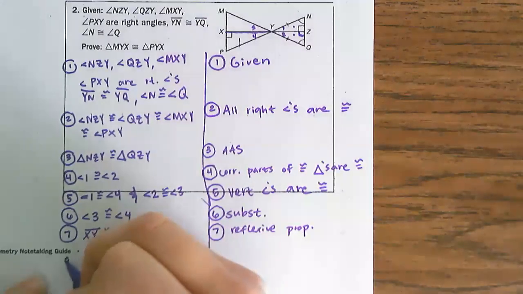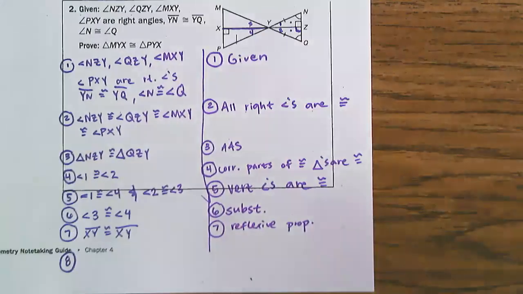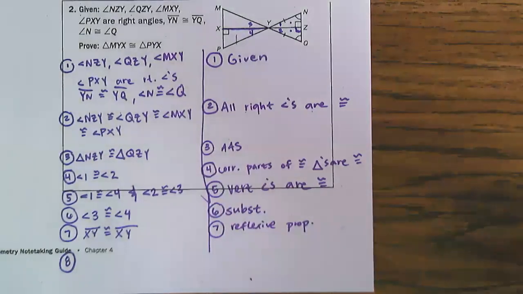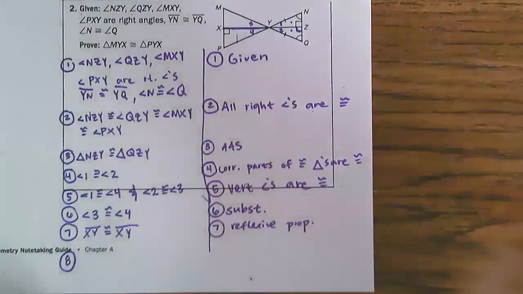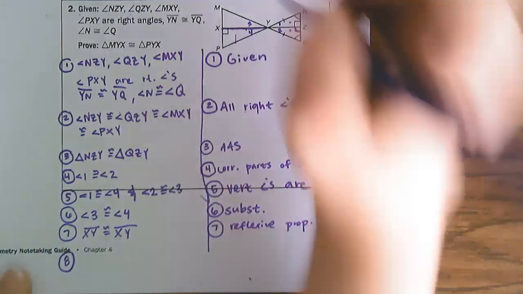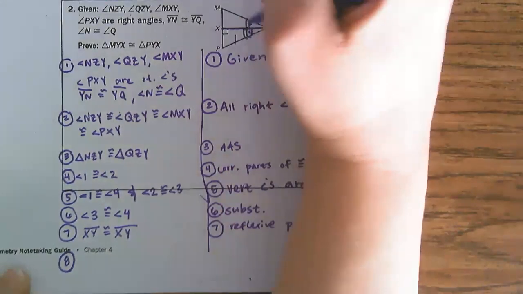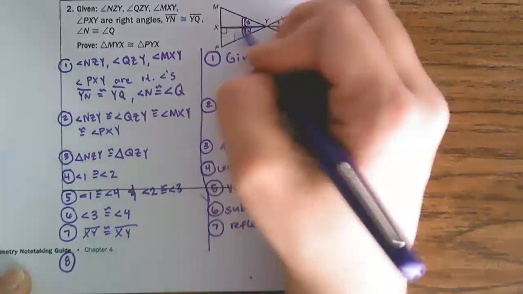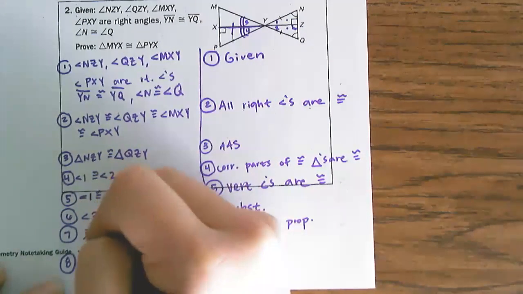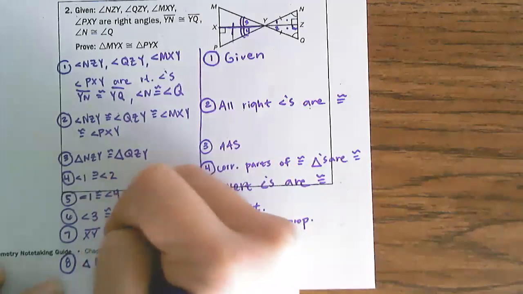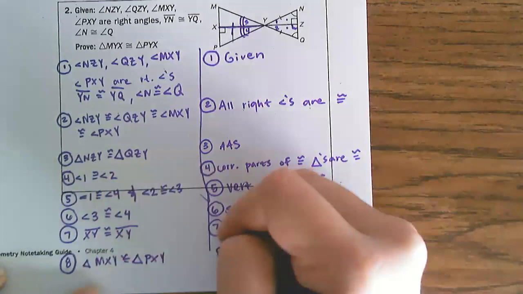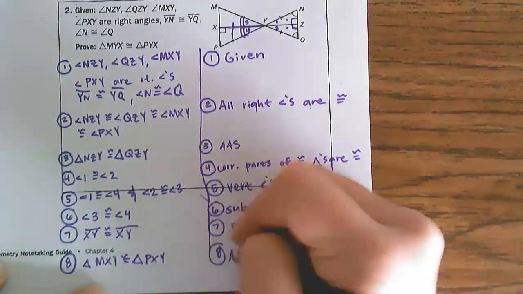And step 8. All right, we've got a side, and then what else do we have? Angles. 2 angles. I have 2 separate angles. Do you see how the side is contained between these 2 separate angles? Angle, side, angle. So we have triangle MXY is congruent to triangle PXY because of angle, side, angle.